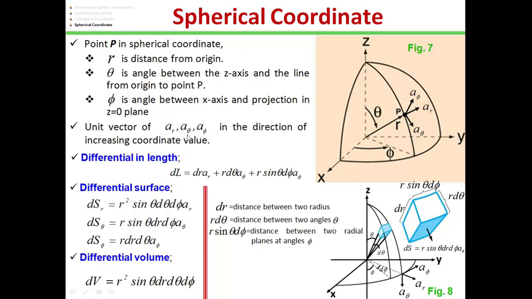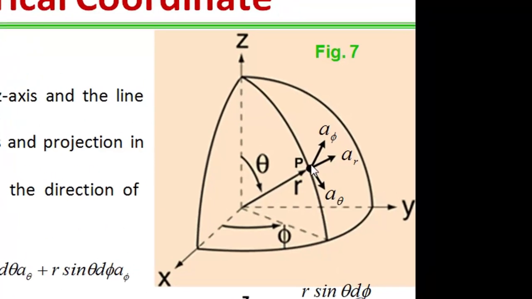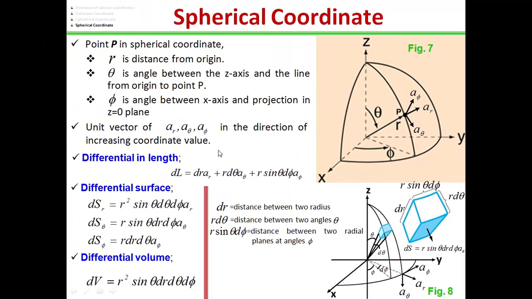Unit vectors a r, a theta and a phi are in the direction of increasing coordinate value. That means in the direction of r, in the direction of theta and in the direction of phi. So differential length for the spherical coordinate system can be written as dl is equal to dr a r plus r d theta a theta plus r sin theta d phi a phi, where dr is the differential length of the radius of the sphere and r d theta is basically what? Similarly, we have calculated earlier in the cylindrical coordinate system, that is basically the arc length.